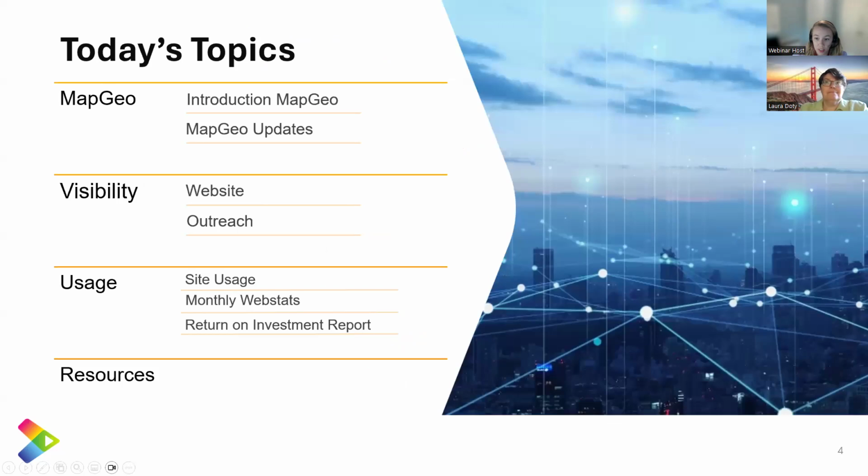All right, so today's topics, we are going to be talking about a high-level overview of what MapGeo is, some of the updates that are coming to the MapGeo platform. We're also going to be talking about the visibility of your MapGeo site. So talking about kind of how you're accessing your site, how people can find your MapGeo site, and some other things that we're doing for outreach to hear from you guys and what you want to see on MapGeo, things like that.